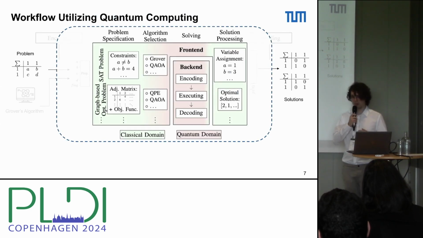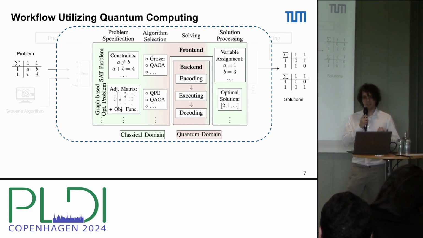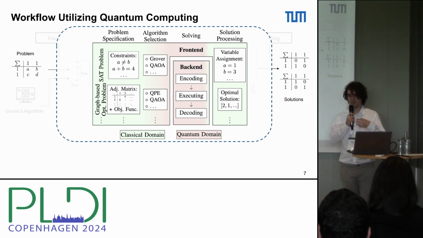Well, we're trying to come up with something like this. And for that, we have split the workflow into two domains, the classical domain and the quantum domain. In the classical domain, the end user selects some problem specification and some algorithm, and then the tool automatically transforms this into a quantum circuit, runs the circuit, decodes the results, and finally translates the results back into the classical domain. And there the end user can access them again.